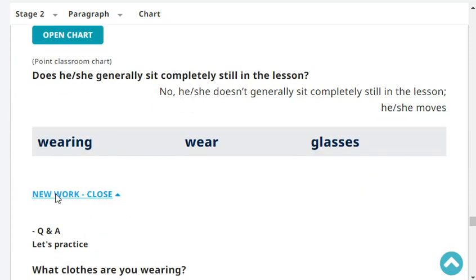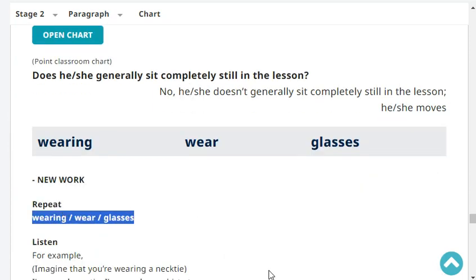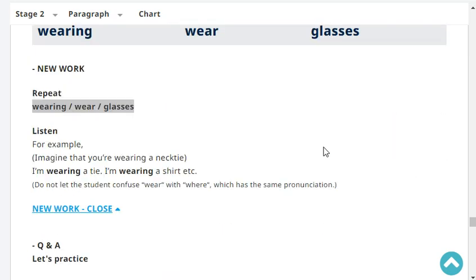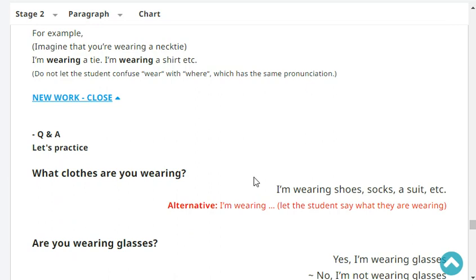Let's repeat. Wearing. Wear. Glasses. Wearing. Wear glasses. Very good. Okay, listen. For example, I'm wearing a shirt. I'm wearing headphones. Okay, so let's practice.